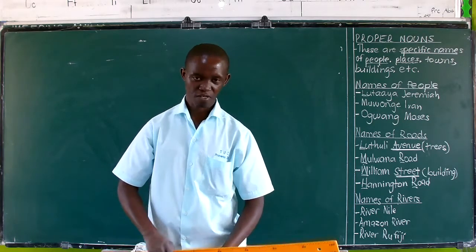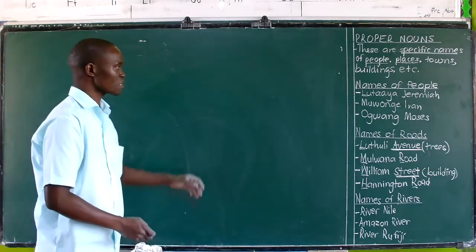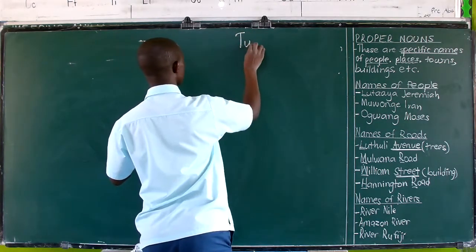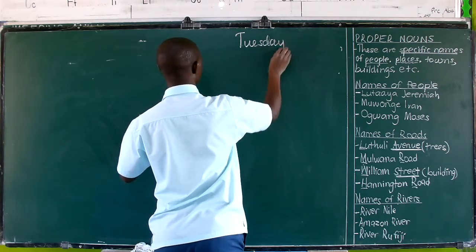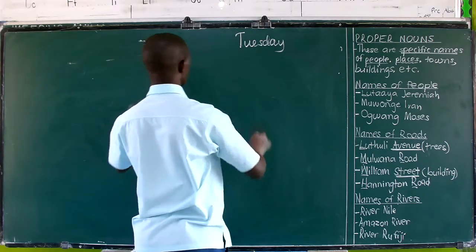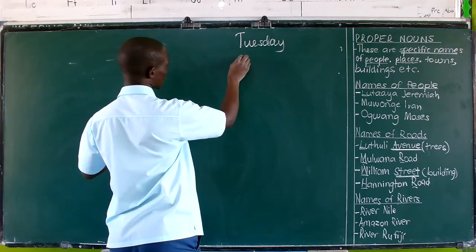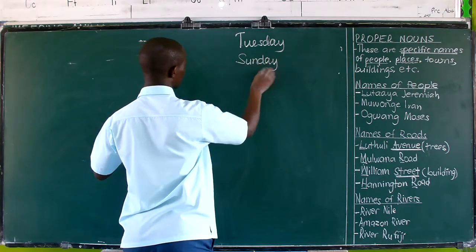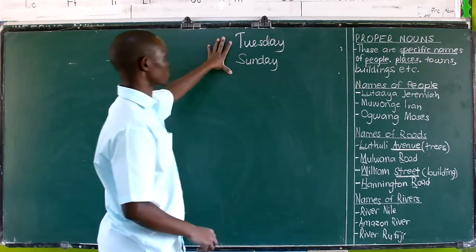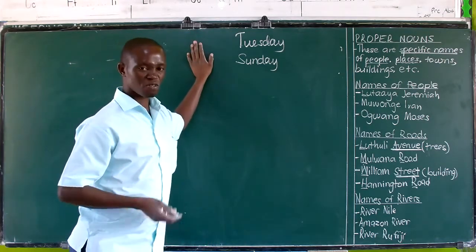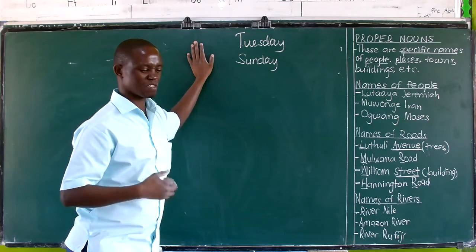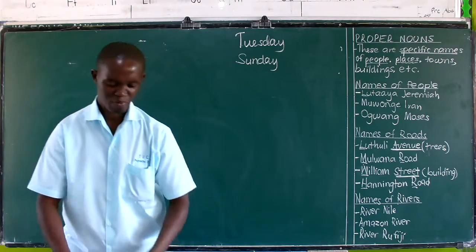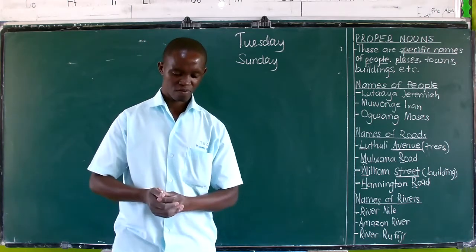What about names of days? We have the word day, and that is a common noun. The specific name of that day is Tuesday. So Tuesday is my proper noun. We have the word day, common noun. The specific day I'm talking about is Sunday. Sunday becomes a proper noun. Months of the year, January up to December, all those are proper nouns, specific names of things.